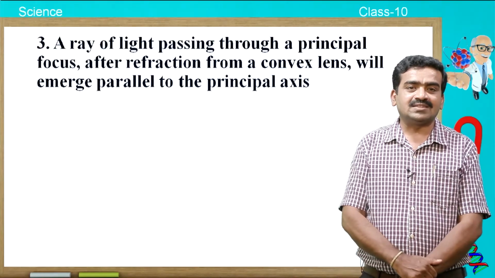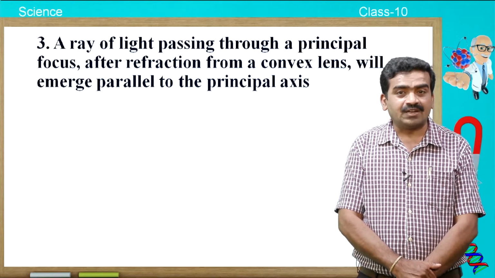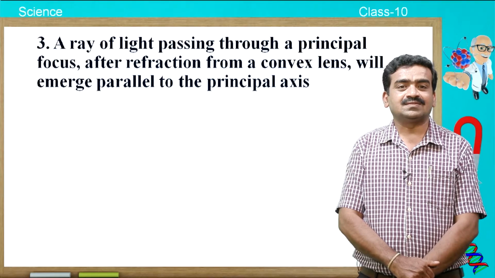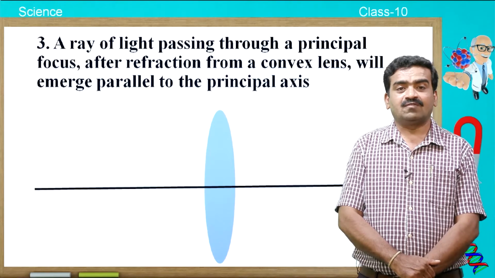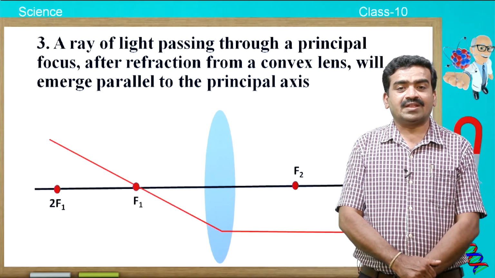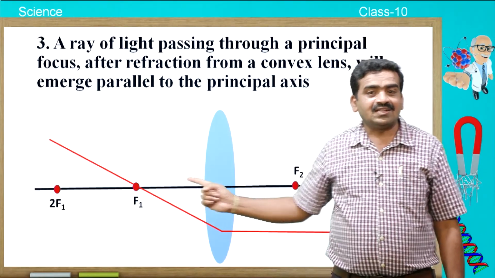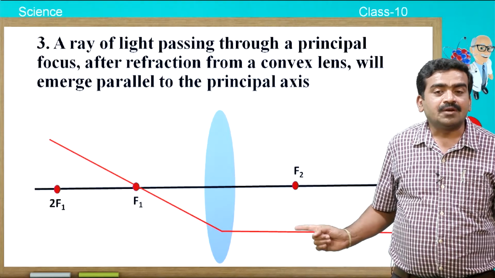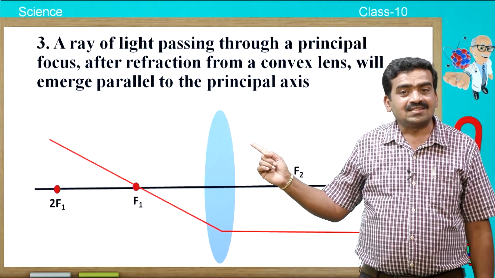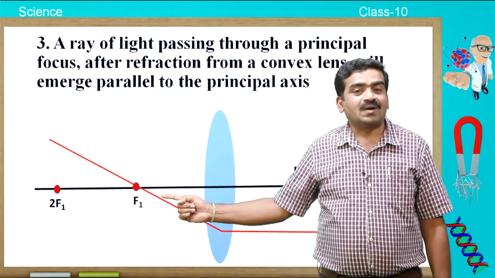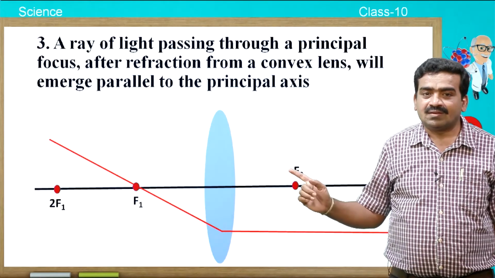And the third important point is a ray of light passing through the principal focus, after refraction from a convex lens, will emerge parallel to the principal axis. It is just quite the reverse of the first point. So, when the ray of light passes through the principal focus, after refraction it moves parallel to the principal axis. If it is parallel to the principal axis, after refraction it passes through the principal focus. It is just quite opposite to the first property.